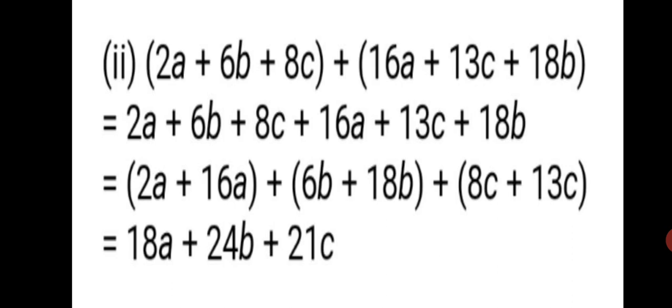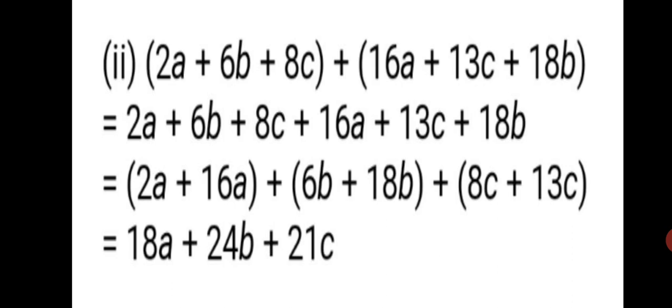Second step would be to group the like terms together. So we put in bracket 2a plus 16a, first bracket, plus second bracket 6b plus 18b. Plus third bracket 8c plus 13c.